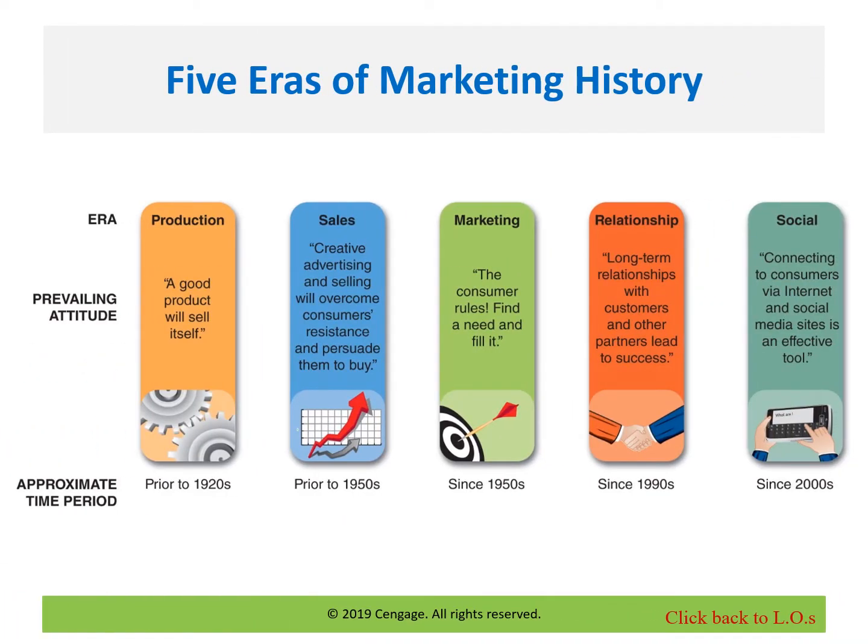Now let's look at the 5 eras of marketing history. Over the years, marketing has been viewed and practiced differently. The 5 eras in the history of marketing are the production era, sales, marketing, relationship, and social era.